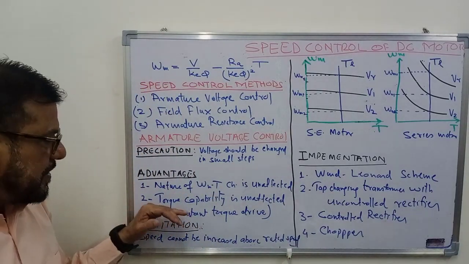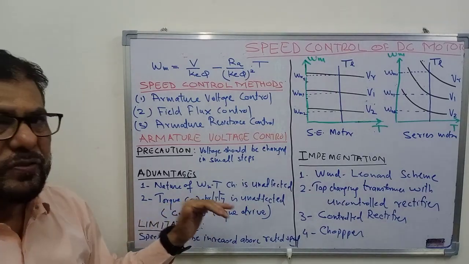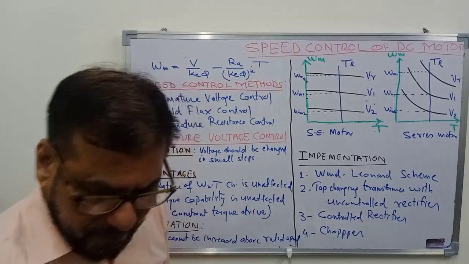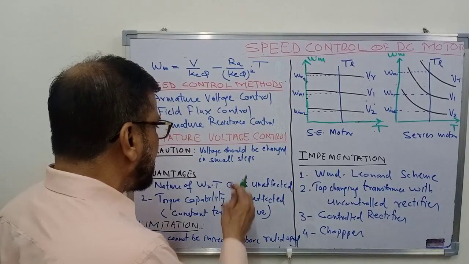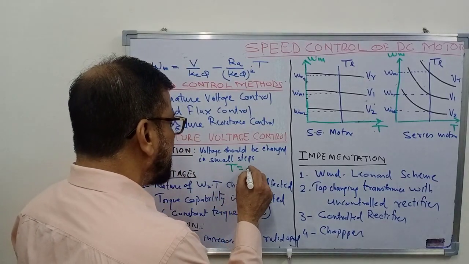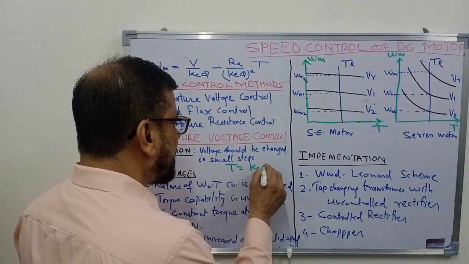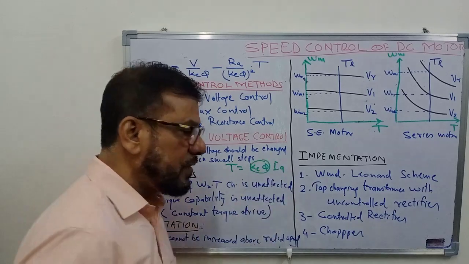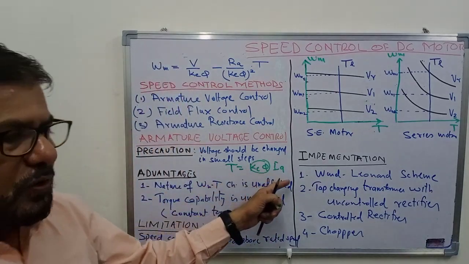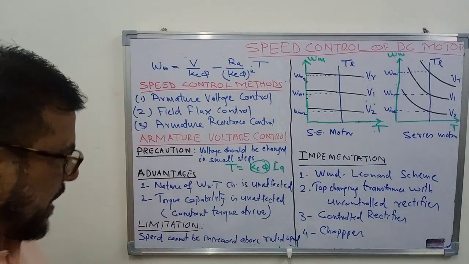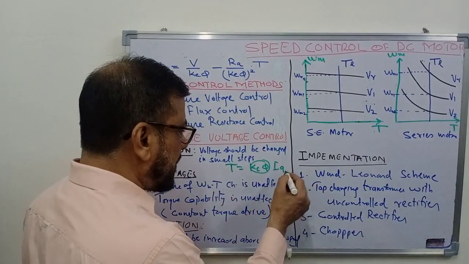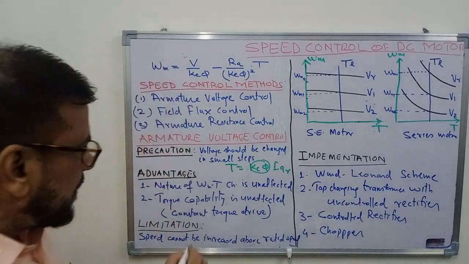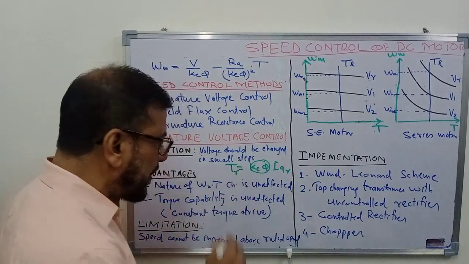Second advantage is that the torque capability of the motor is not affected. The torque produced by the motor, if you recall, is given by T equal to Ke phi into Ia. We are keeping this phi constant, so the torque produced by the motor remains constant. You can draw a continuous rated current by the armature, so the torque produced will be the rated torque.